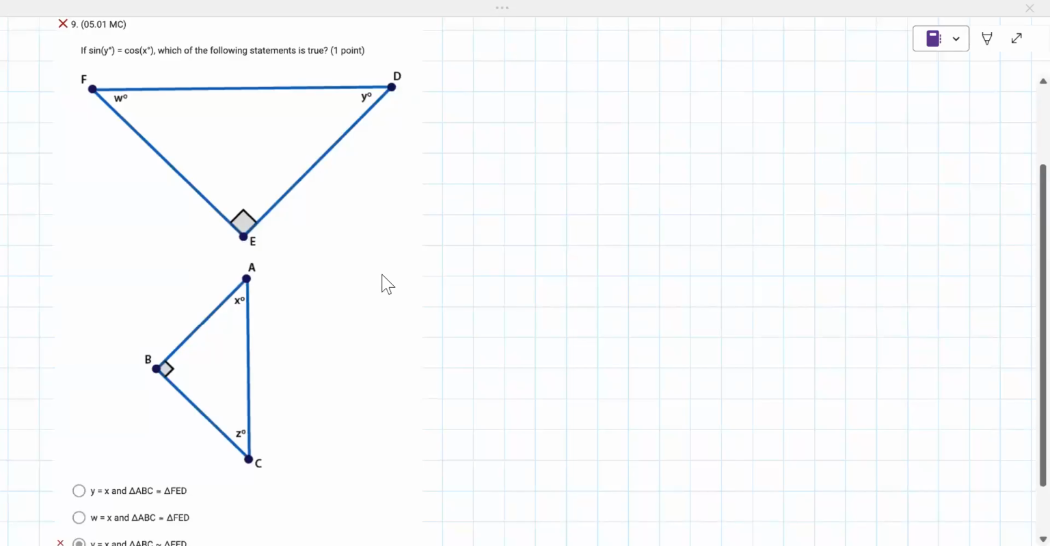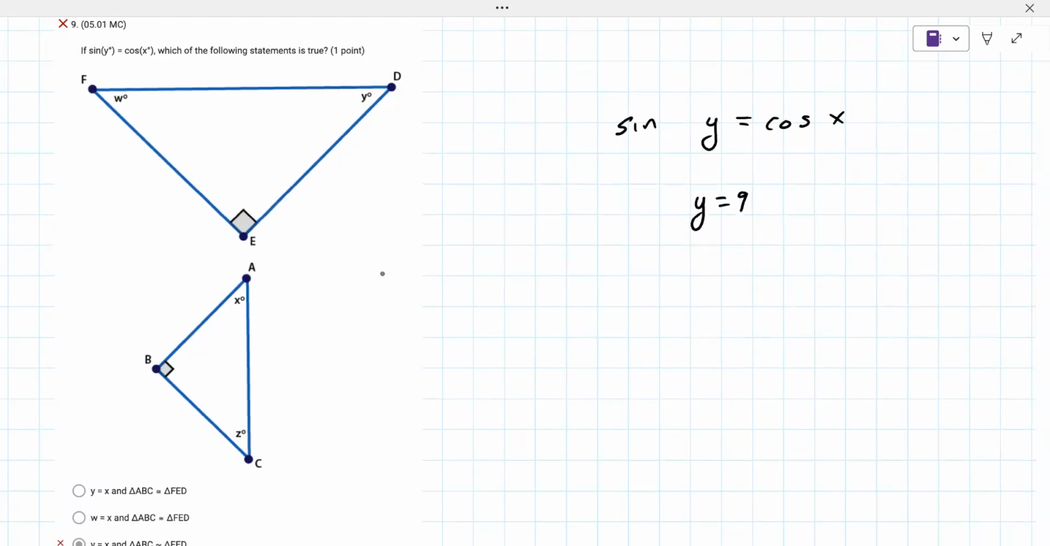So if sine y equals cosine x, which of the following statements is true? The idea is that if sine y equals cosine x, and this is one of those co-function things, it means that y is equal to 90 minus x, or x is equal to 90 minus y. It doesn't matter, because they're the other angles in the triangle.